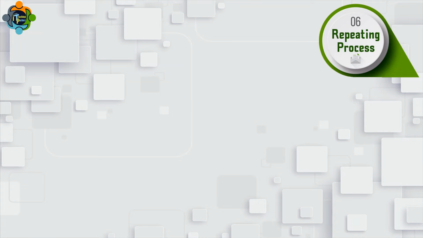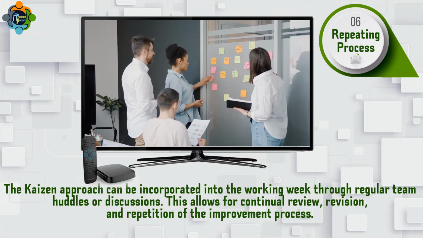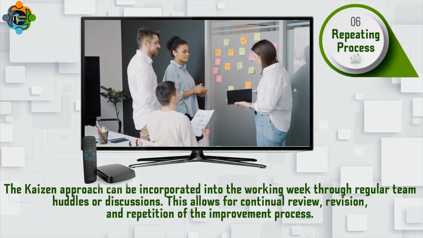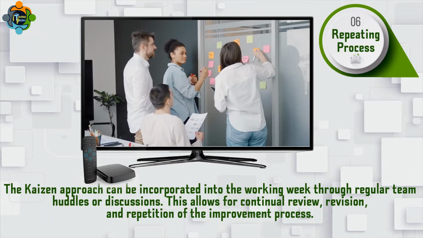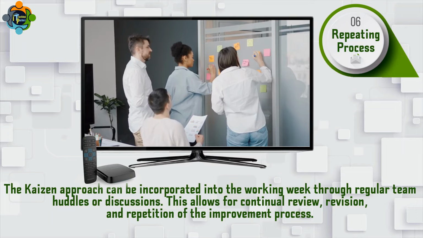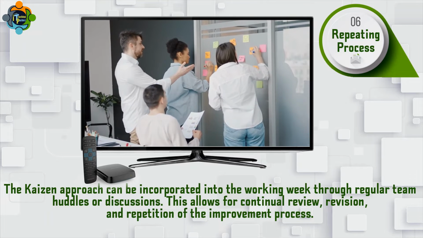Final step. Step number 6. Regularly repeat the process. The Kaizen approach can be incorporated into the working week through regular team huddles or discussions. This allows for continual review, revision, and repetition of the improvement process.